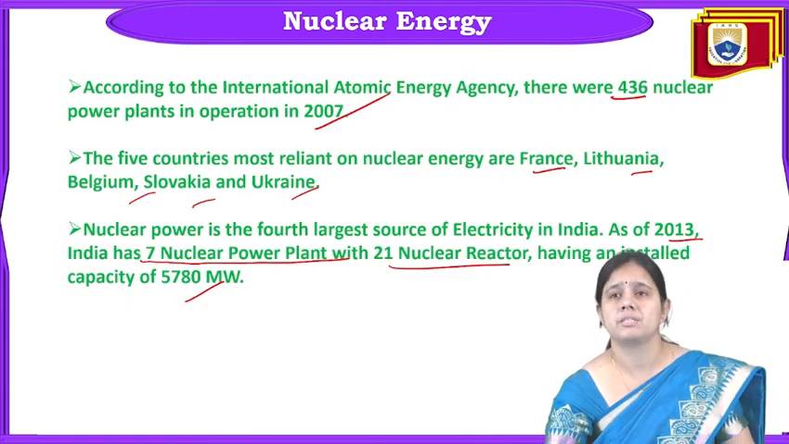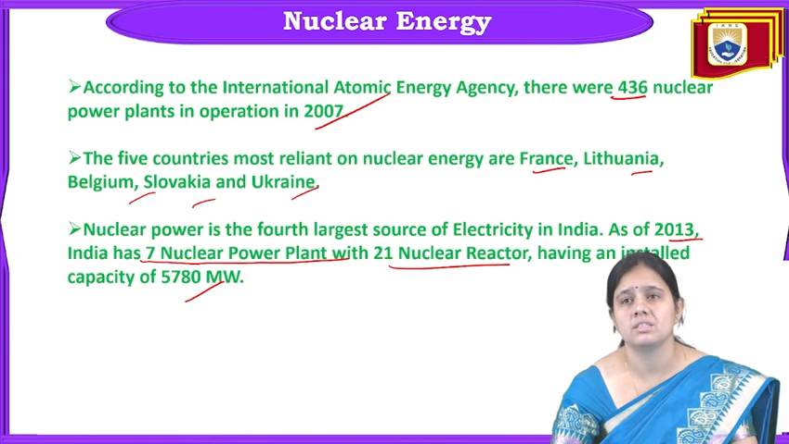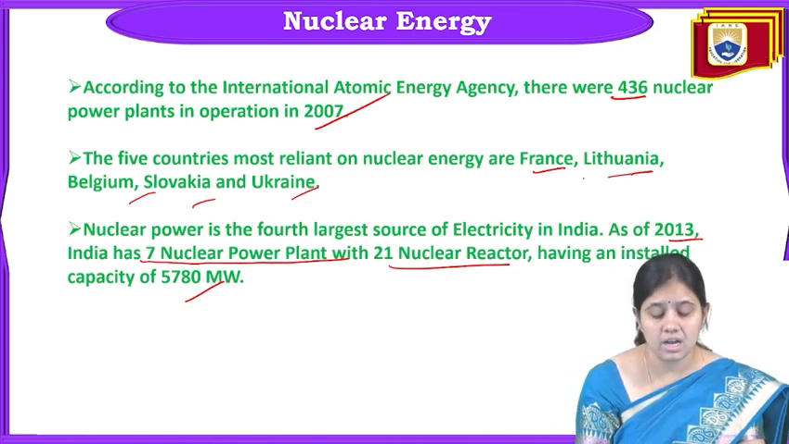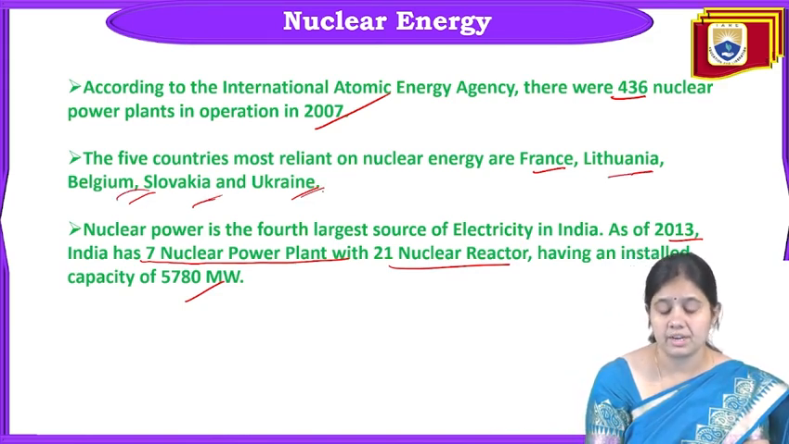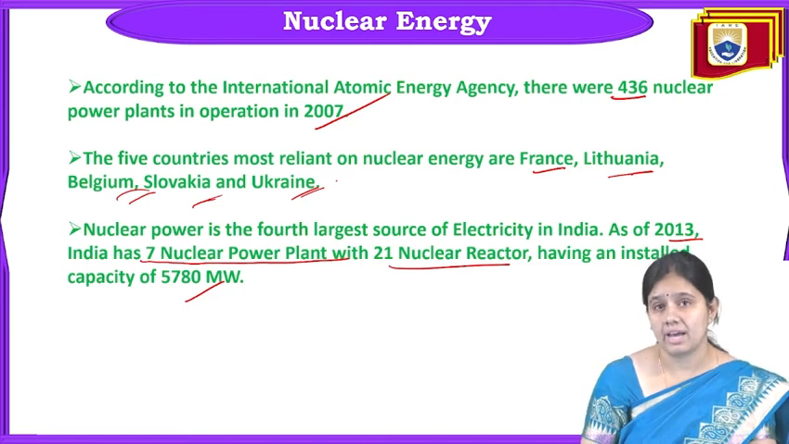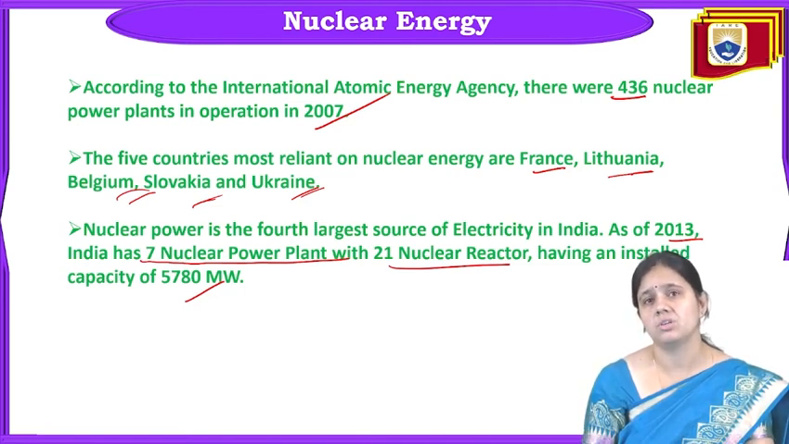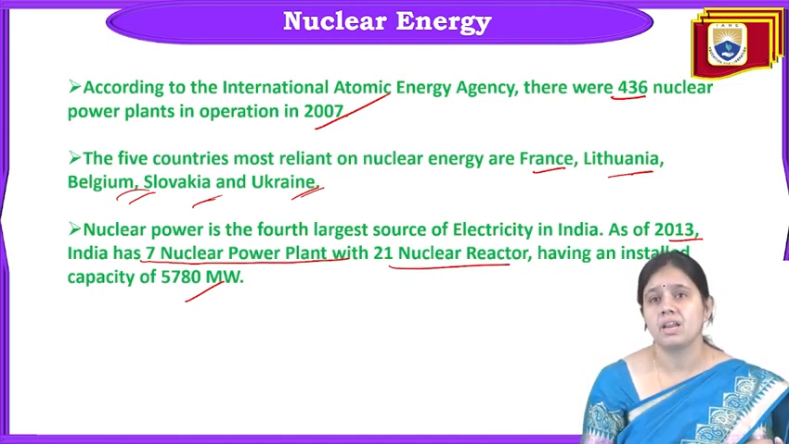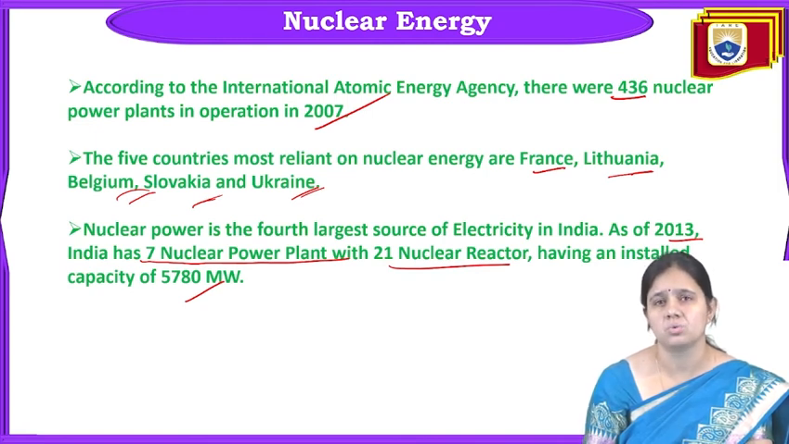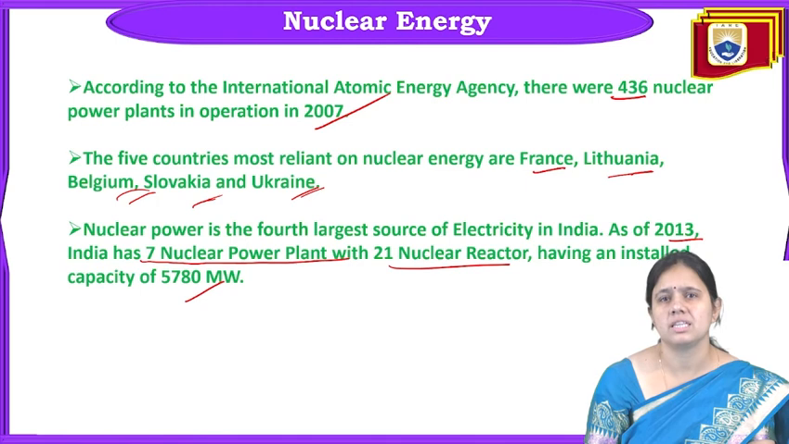India and the global perspective on nuclear energy is very good. The five countries most reliant on nuclear energy are France, Lithuania, Belgium, Slovakia, and Ukraine. These countries have very good potential for nuclear energy, because they have uranium mines also. Through their mining activity they extract that uranium, and they can use it for the production of electricity in their country.